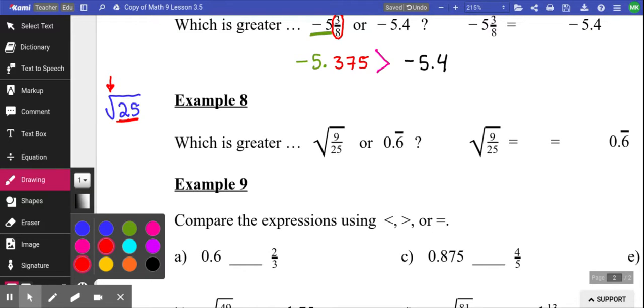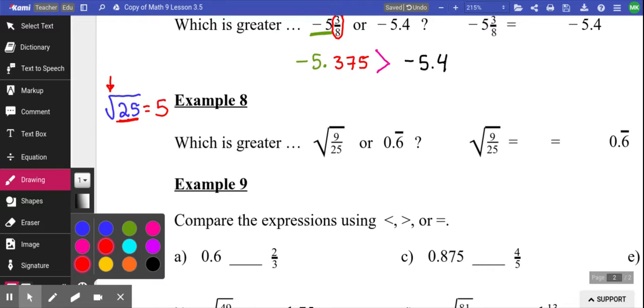So for instance, 2 times 2 is 4. 5 times 5 is 25. So the square root of 25 is 5. That's what a square root is. It's taking the number underneath and saying what number times itself would equal that number underneath.